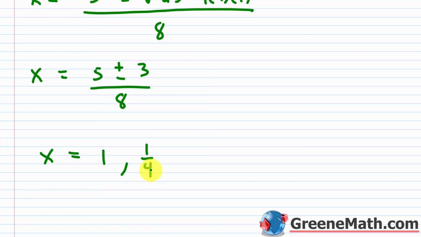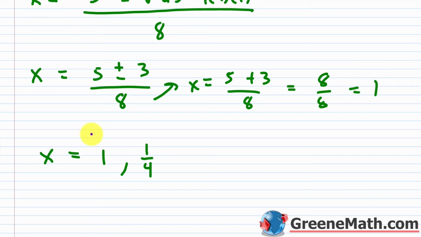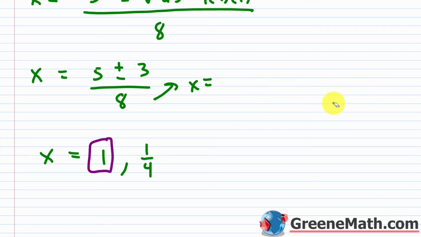Okay? So just make sure you break that up and do both solutions, especially in this case because you want to say you have 5 plus 3 over 8. So that's one solution for x, and this leads to 8 over 8, which is going to give us 1. Okay, so that's how we got this guy right here. Then the other scenario is 5 minus 3 over 8. So that gives us 2 over 8, which is 1/4. So that's how we got this guy right here. So x basically is going to be equal to 1 or 1/4.